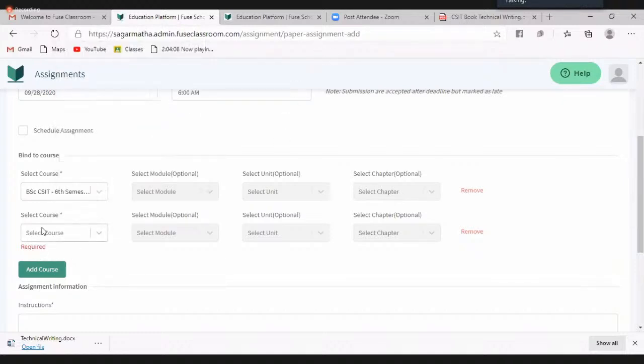Right side, all the way to the right, there is a remove button. It's written remove. You can click that. There is a red color remove, written in red color. Right side, sir.